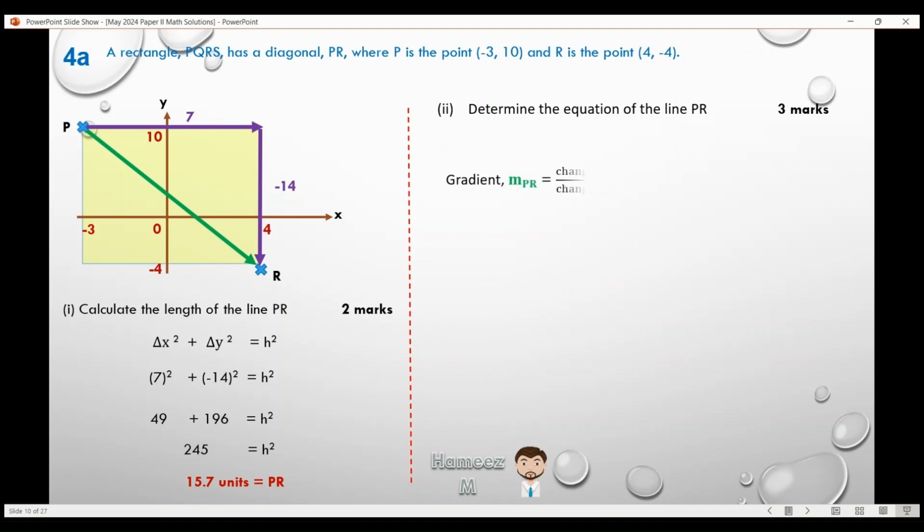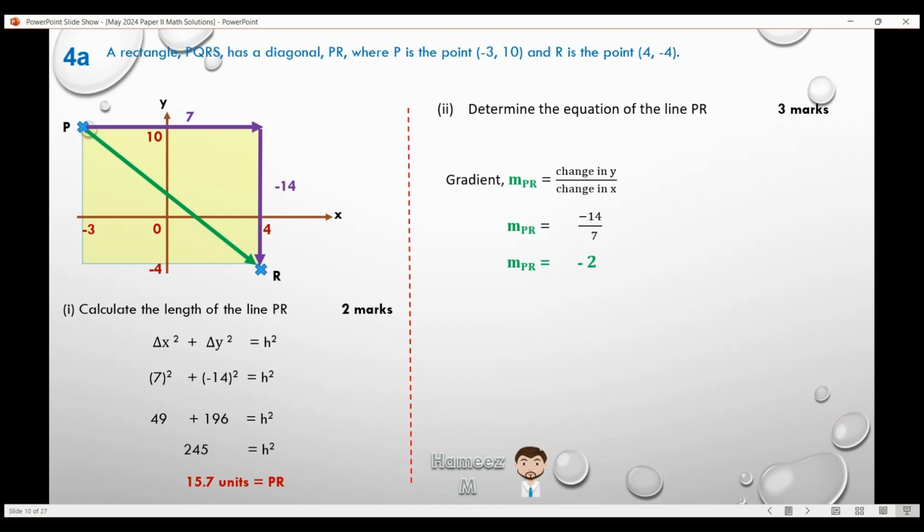So how do we find the gradient? The gradient is change in y over change in x, and we worked that out already. We have it in purple. So that's minus 14 over 7, which works out to be 7 into 14, 2. So the gradient of PR is minus 2. And it makes sense because it's sloping downwards to the right, which means the gradient is negative.